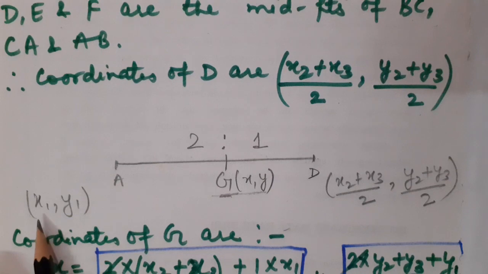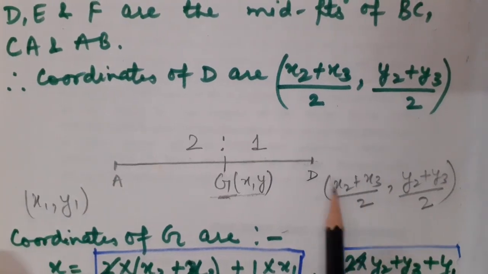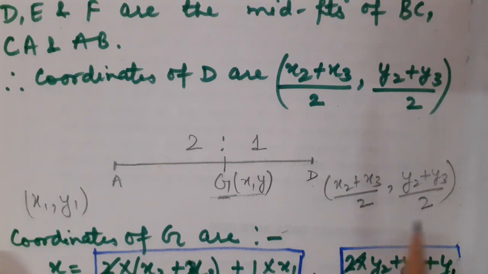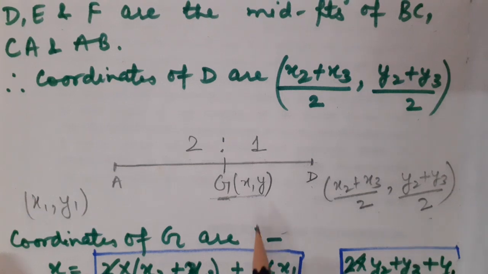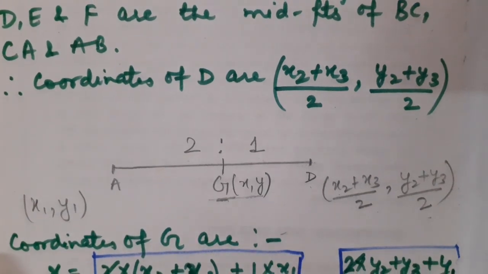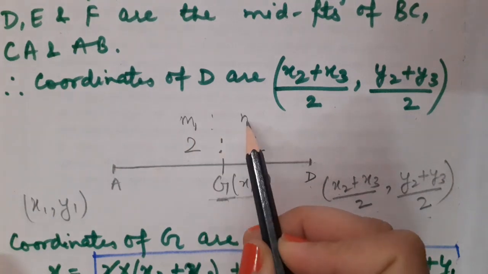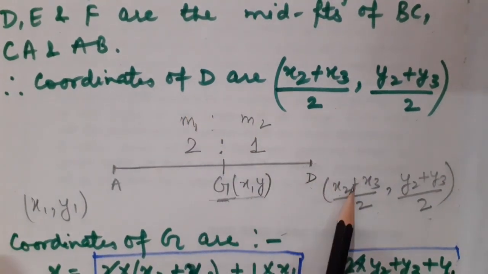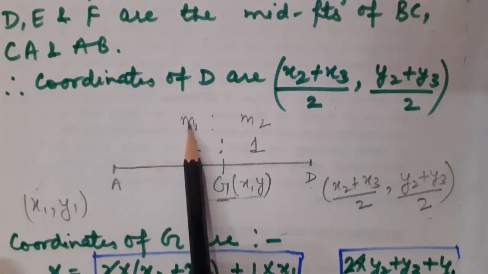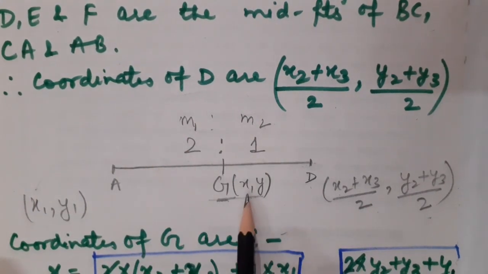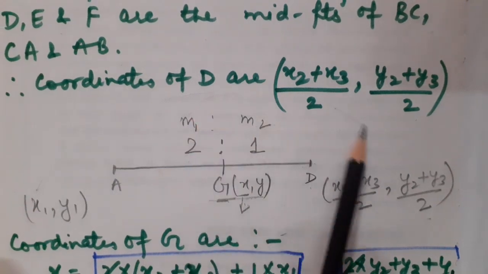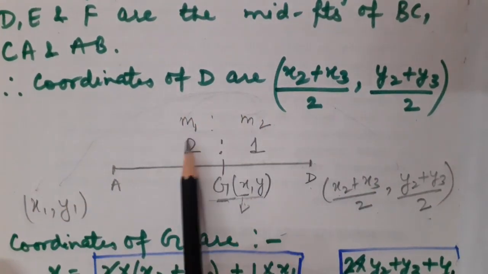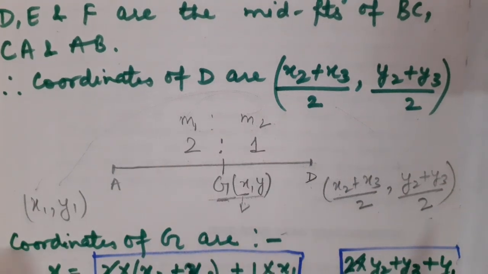The coordinates of A are x1, y1, and D we have calculated using the midpoint concept, that is (x2 plus x3) divided by 2, (y2 plus y3) divided by 2. Now apply the section formula. Let us recall, the ratio is M1:M2. So x is M1 into x2 plus M2 into x1 divided by M1 plus M2. This is for the abscissa of G. Abscissa means x coordinate. Now y is M1 into y2 plus M2 into y1 upon M1 plus M2. Correct. Now this was the section formula.